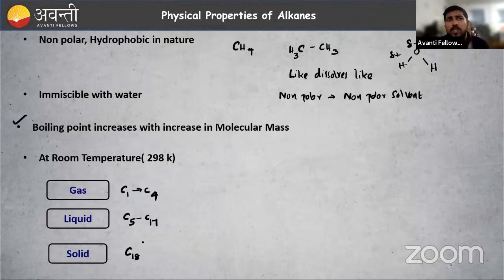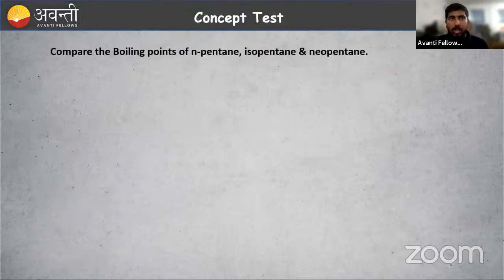So these are the general physical properties: boiling point, their physical state, and polar or non-polar in nature. Very simple, so this is the general information. No one will ask about this in the entrance examination, but it's very important that you know all these basic things, right?